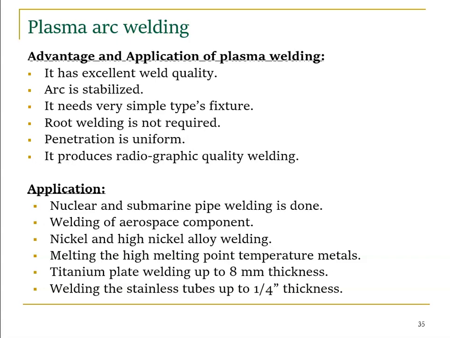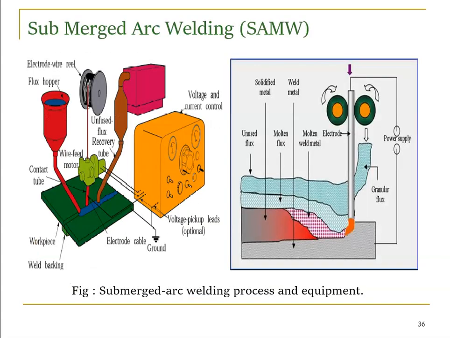Welding of aerospace components, nickel and high nickel alloy welding, melting high melting point metals, titanium welding up to 8 mm thickness, and welding stainless tubes up to 1/4 inch thickness. So this is a quarter inch thickness. These are some of the applications of plasma arc welding, right?